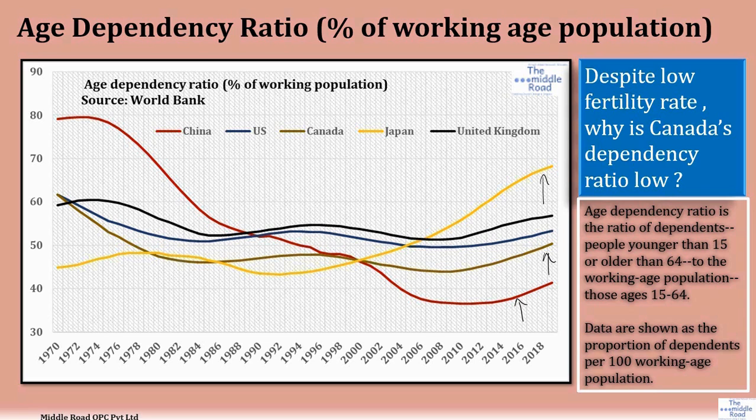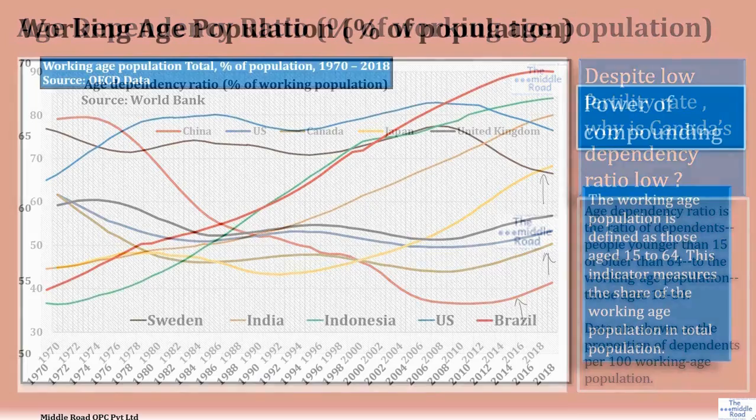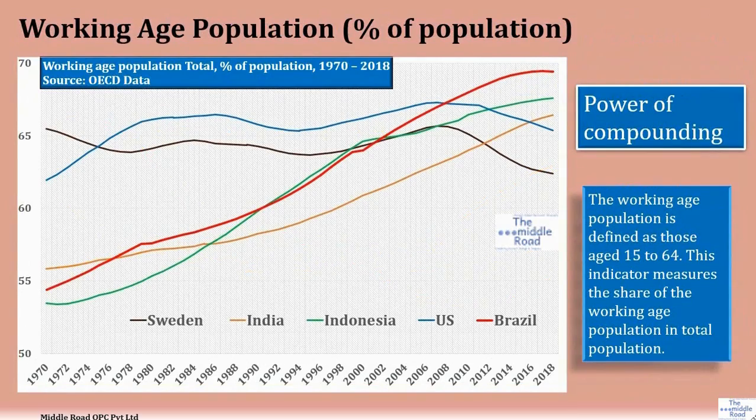What's very interesting is if you look at China, it has a very low dependency ratio. This is something which is very interesting. Look at the working age population. When you're looking at the working age population, one good example is Sweden. I took Sweden because it has a very similar fertility rate.